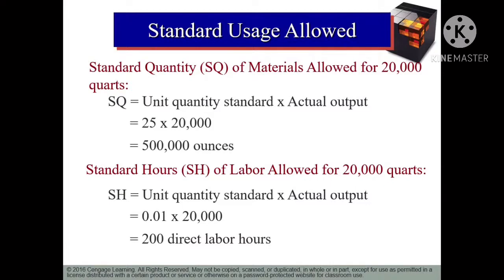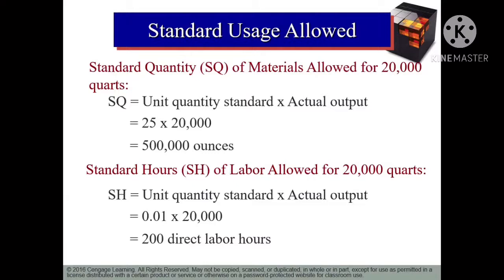Standard usage allowed. Standard quantity of material allowed for 20,000 cord. Standard quantity equals unit quantity standard times the actual output. Unit quantity standard of 25 times 20,000 gives 500,000 ounces.